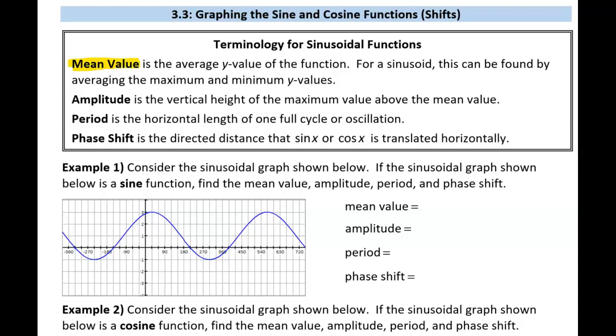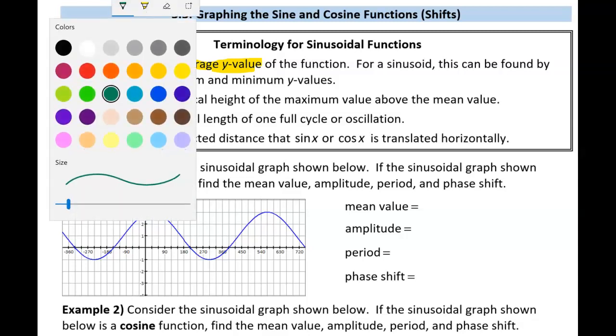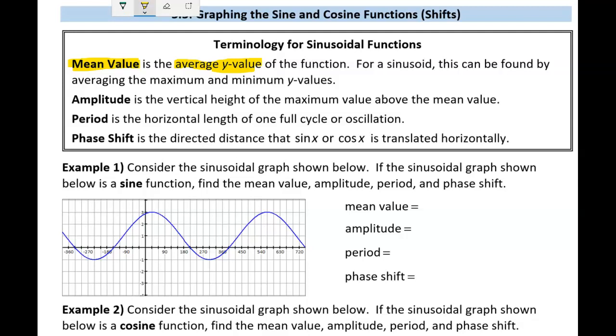This is the mean value of the sinusoidal function. That's the average y value of the function. And you can find this by averaging the top and bottom y values. So you're going to average the maximum and minimum y values. Let's see how that works on example 1.